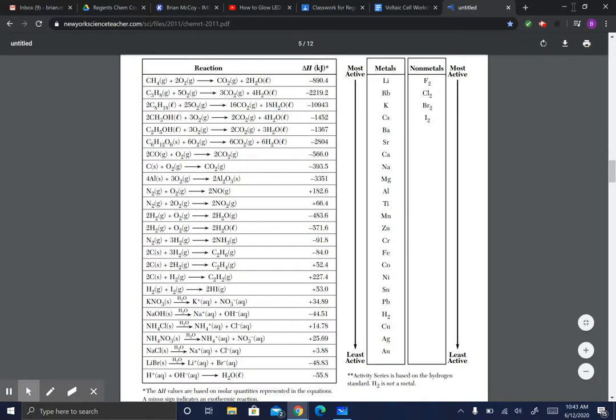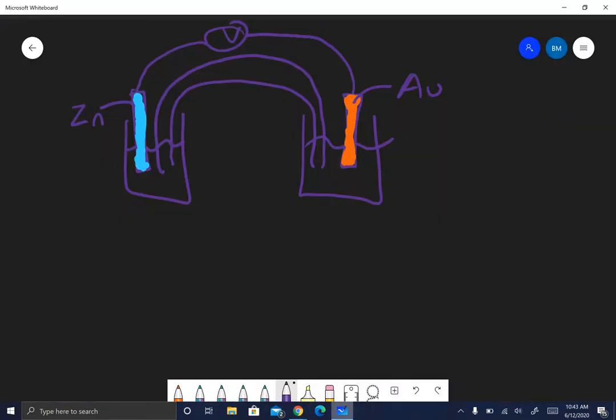So higher up is the anode. So zinc is here, and gold is way down here, the least reactive. So that means my zinc is my anode and my gold is my cathode. So I know electrons flow from anode to cathode through the wire. So the electrons come out here and they go here.